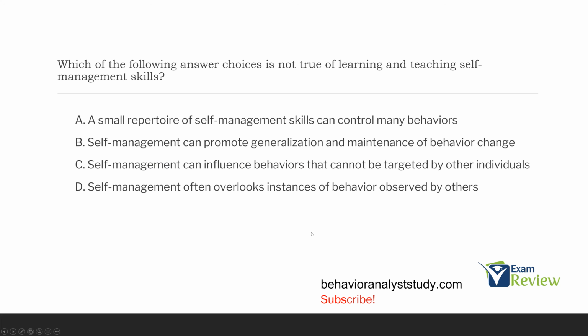The wording is very tricky here. Self-management often overlooks instances of behavior observed by others. In reality, self-management often identifies instances of behavior overlooked by others. So kind of a tricky question there. What is not true? A is true, B is true, C is true, D is not true. You have to watch the wording here and read very carefully. Self-management actually identifies behavior which are often overlooked by others.